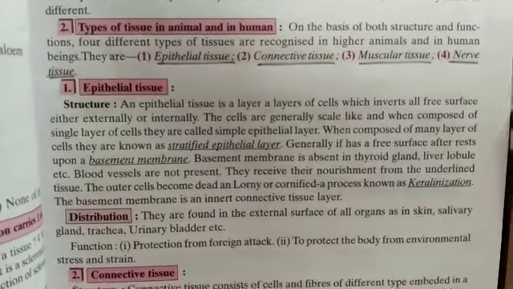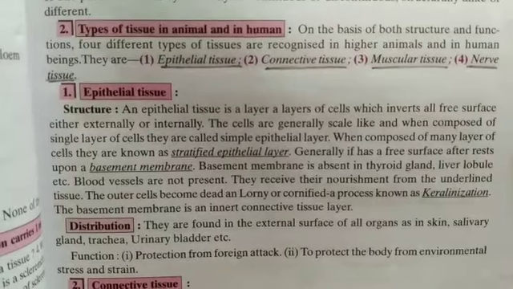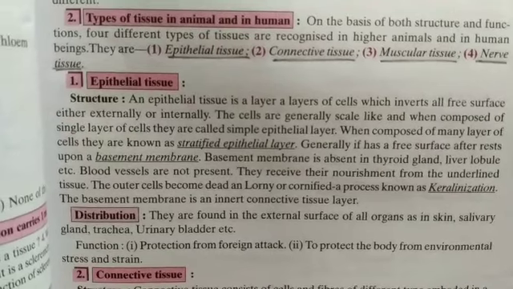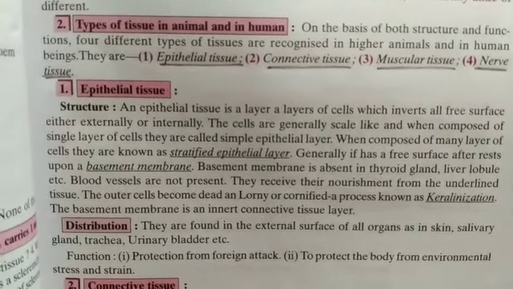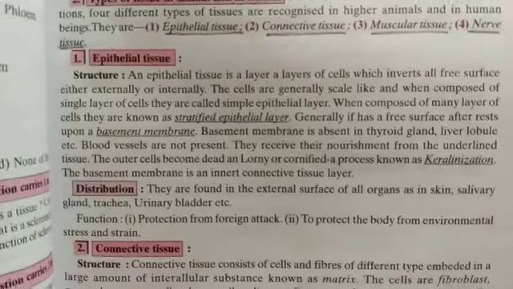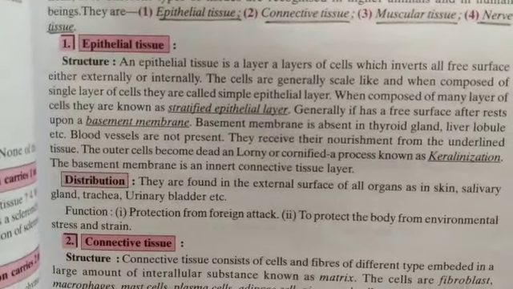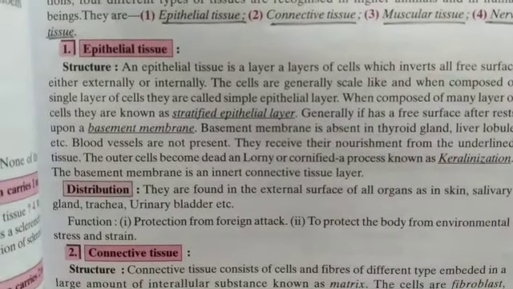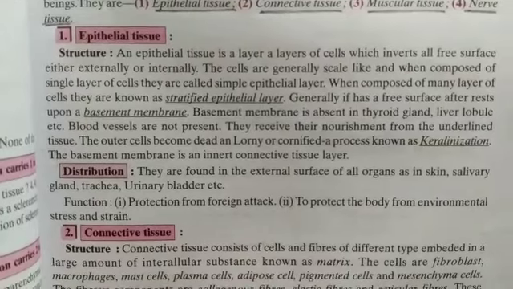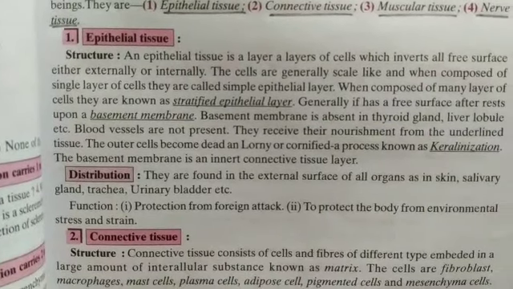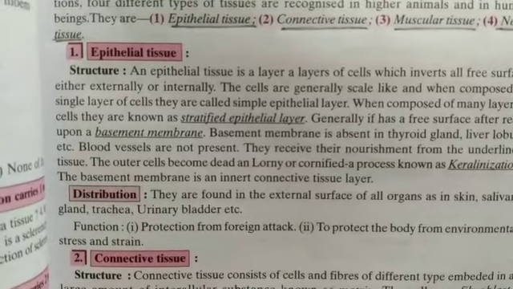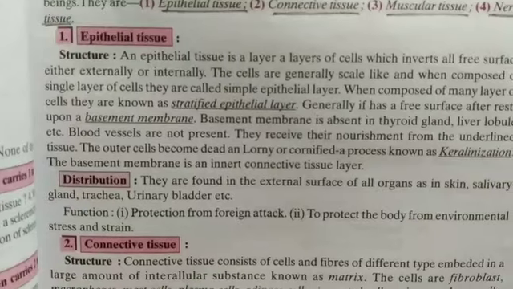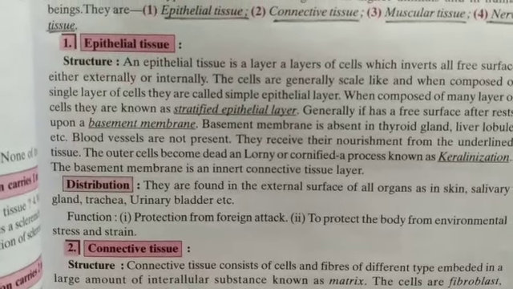From the name, we can understand that epithelial means what? Epithelial means covering. That means the tissue is present on the cover of any organ. So from the name, we can assume the distribution and function. Distribution: they are found in the external surface of all organs as in skin, salivary gland, trachea, urinary bladder, etc. What are its functions? It protects from foreign attack, protects the body from environmental stress and strain.